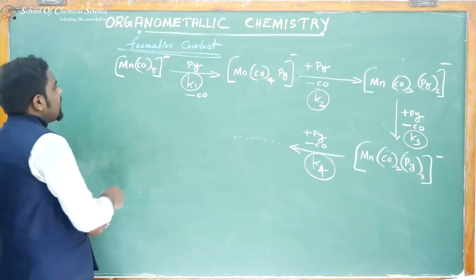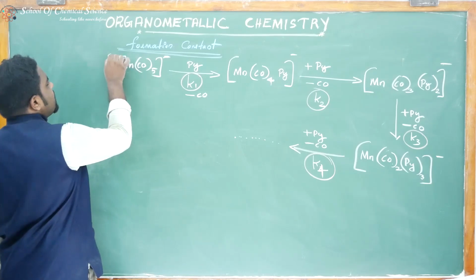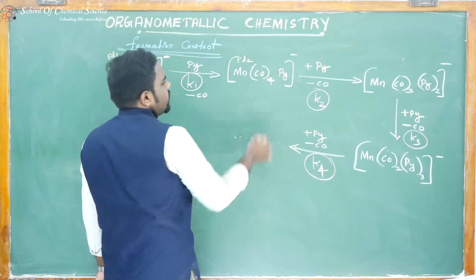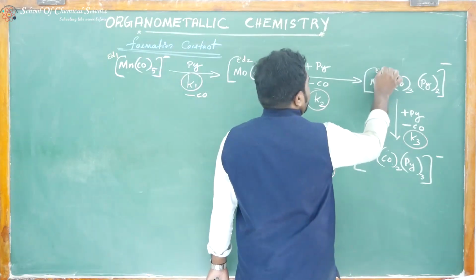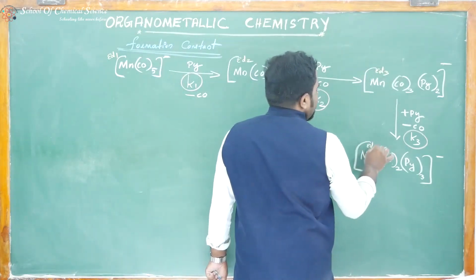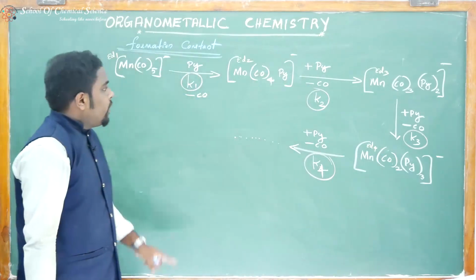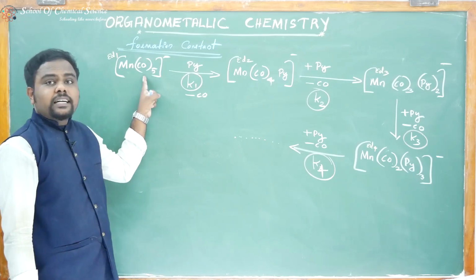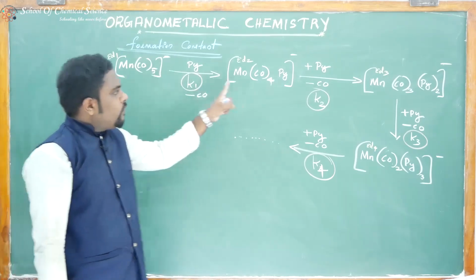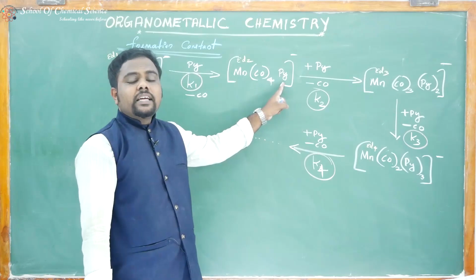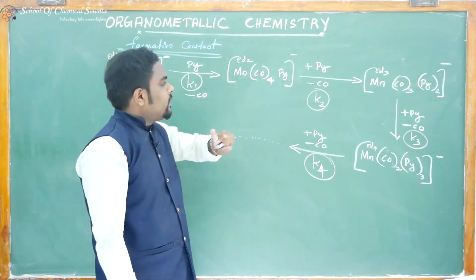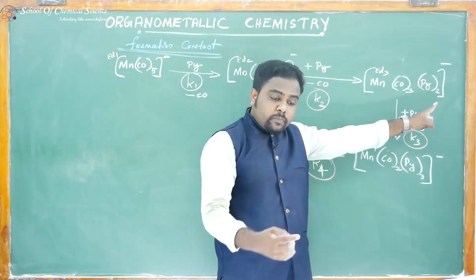Suppose the electron density at this manganese is electron density 1, at this manganese electron density 2, at this manganese electron density 3, and at this manganese electron density 4. You know pyridine; here there are 5 carbon monoxide ligands, which are pi acceptors. Here 4 carbon monoxide and a pyridine ligand. Pyridine is a sigma donor ligand. Here 2 pyridines are there.